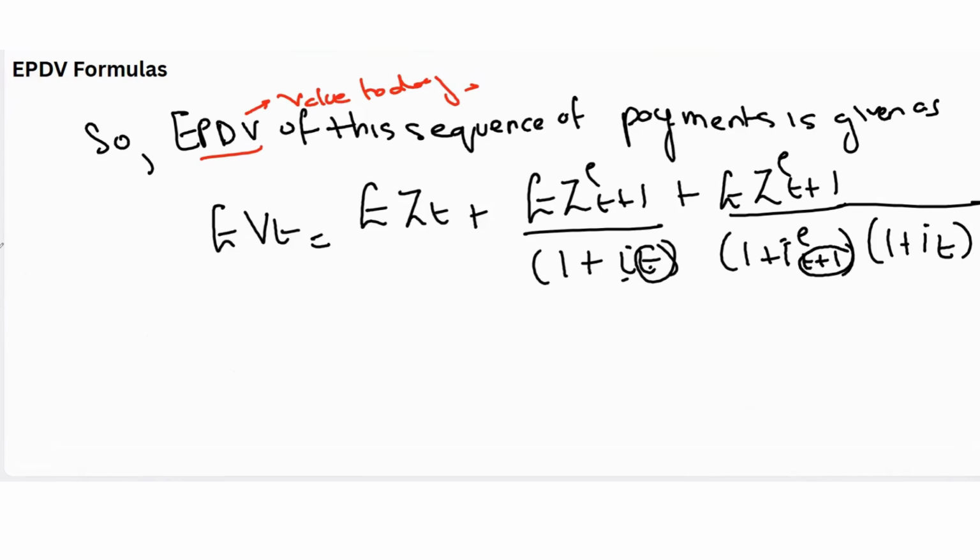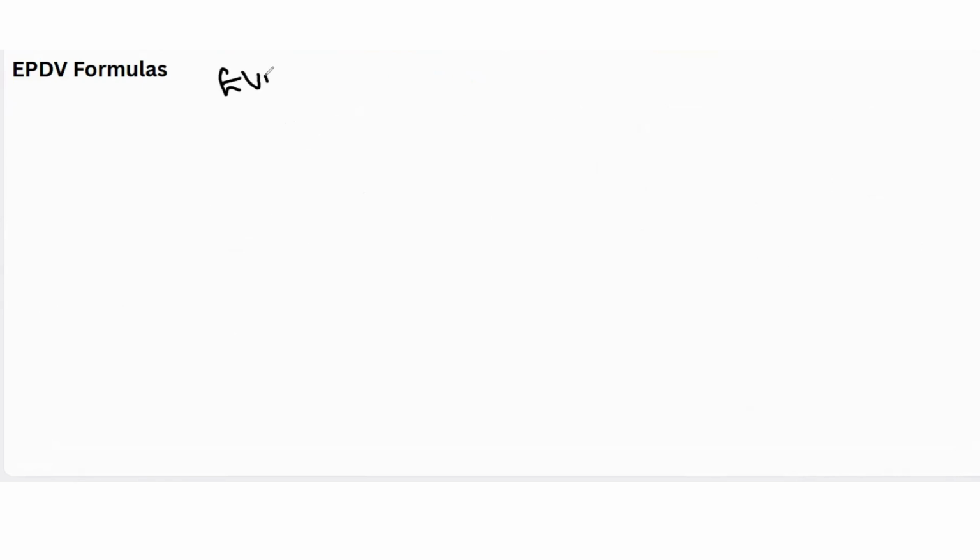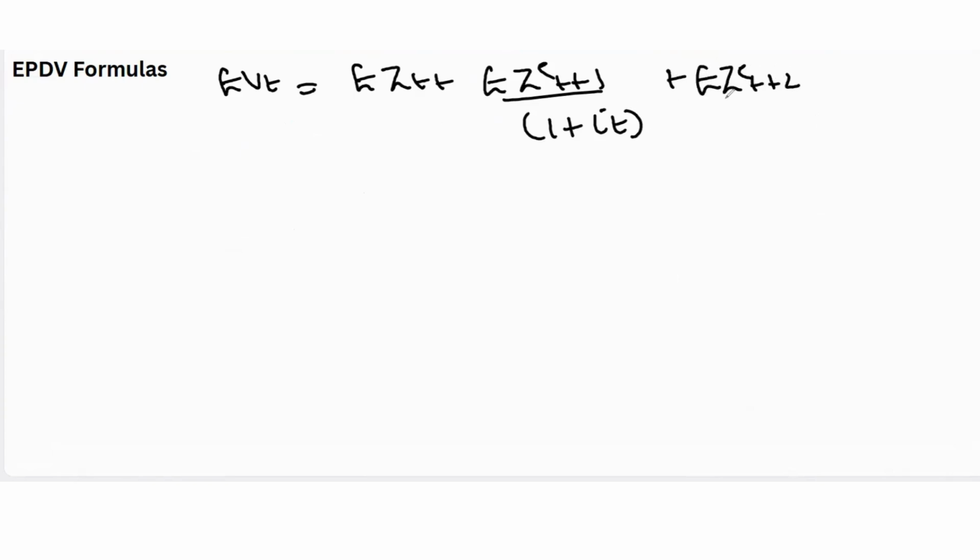So now some insights. Let me just quickly write this over here. V_t is equal to z_t plus z^e_{t+1} divided by 1 plus i_t, plus z^e_{t+2} divided by 1 plus i_t times 1 plus i^e_{t+1}, and so on. You keep on discounting these.